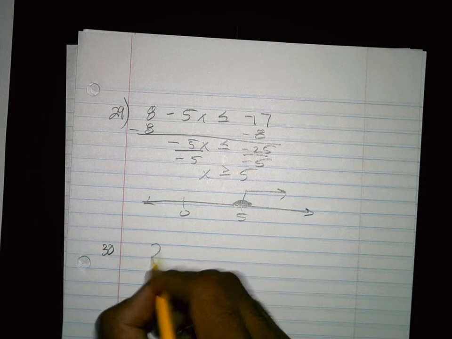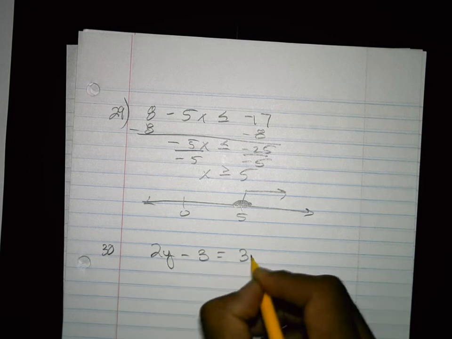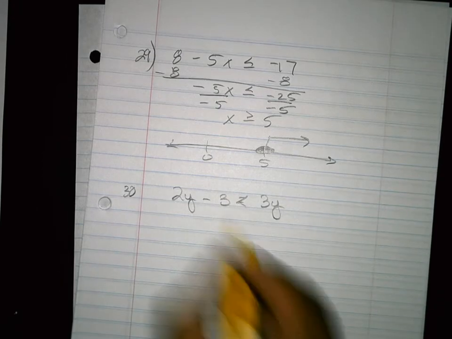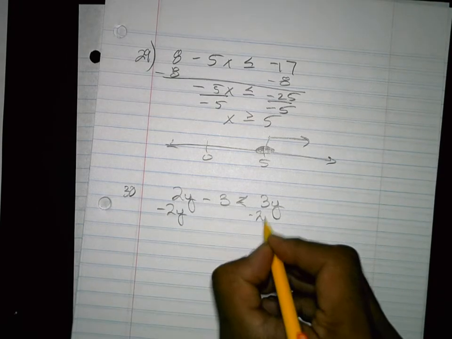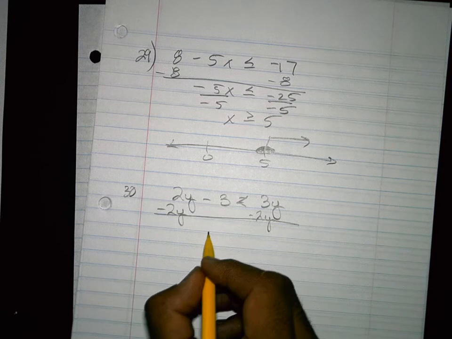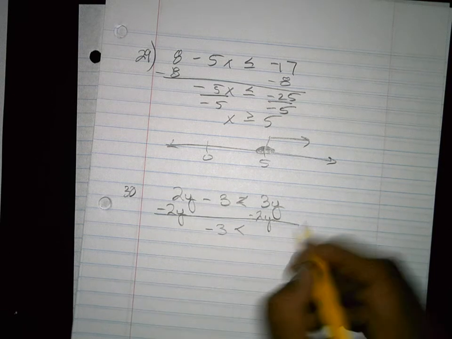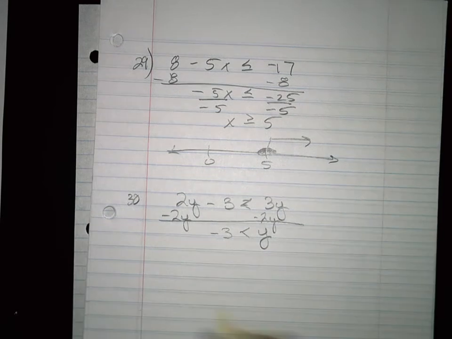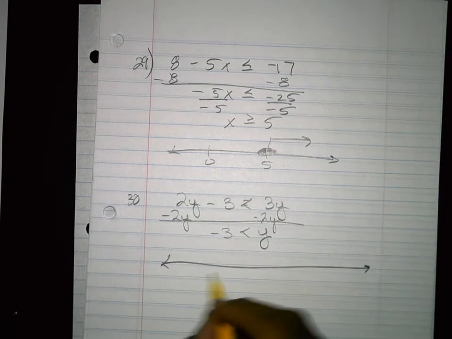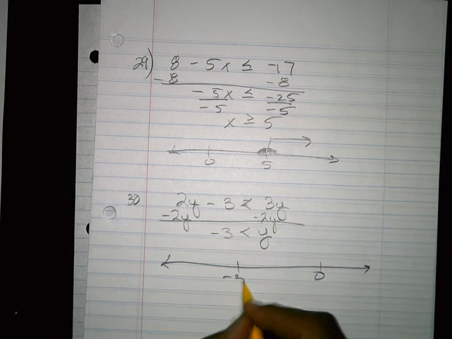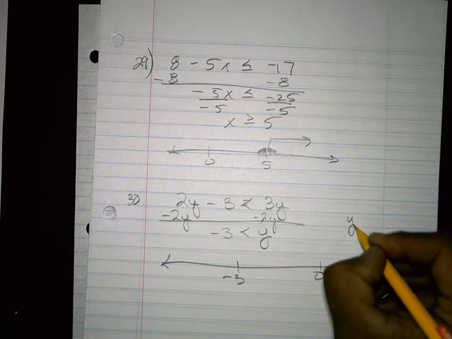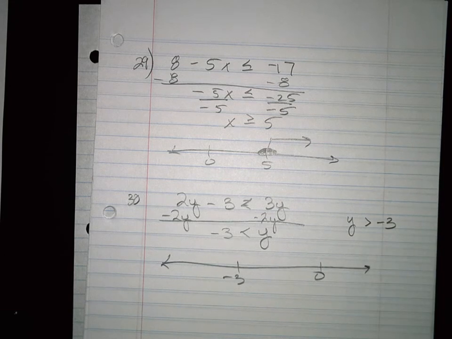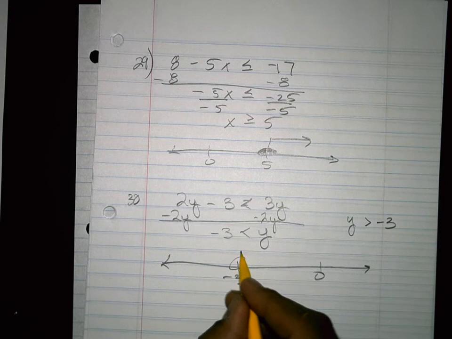30 is 2y minus 3 less than 3y. Oops, sorry. Less than. I'm going to move these over to the right. And I'm going to get negative 3 is less than y. Okay. So this is kind of confusing for people. So if I was to graph this one, you want to get in the habit of asking yourself, is the variable bigger or smaller? So if I could rewrite this, those are the same thing. Okay, so this is going to be an open circle to the right.